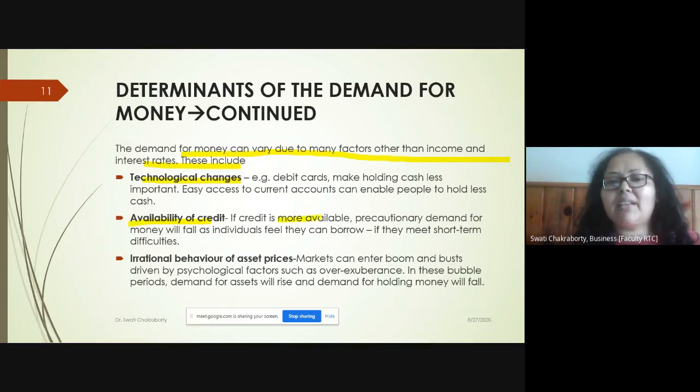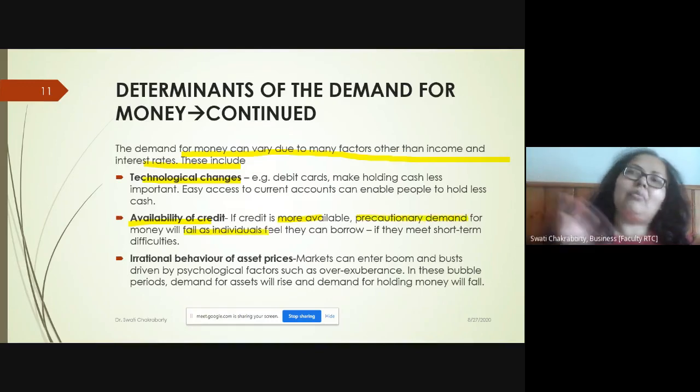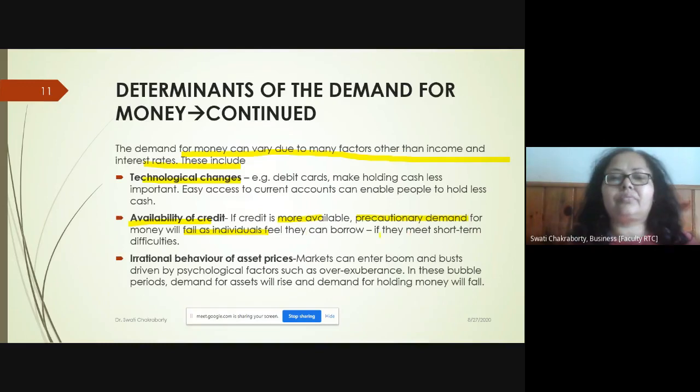Availability of credit. If credit is made available, then the precautionary demand for money will fall. Why? Because people know that they can borrow in times of emergency, when they meet some short-term difficulties.